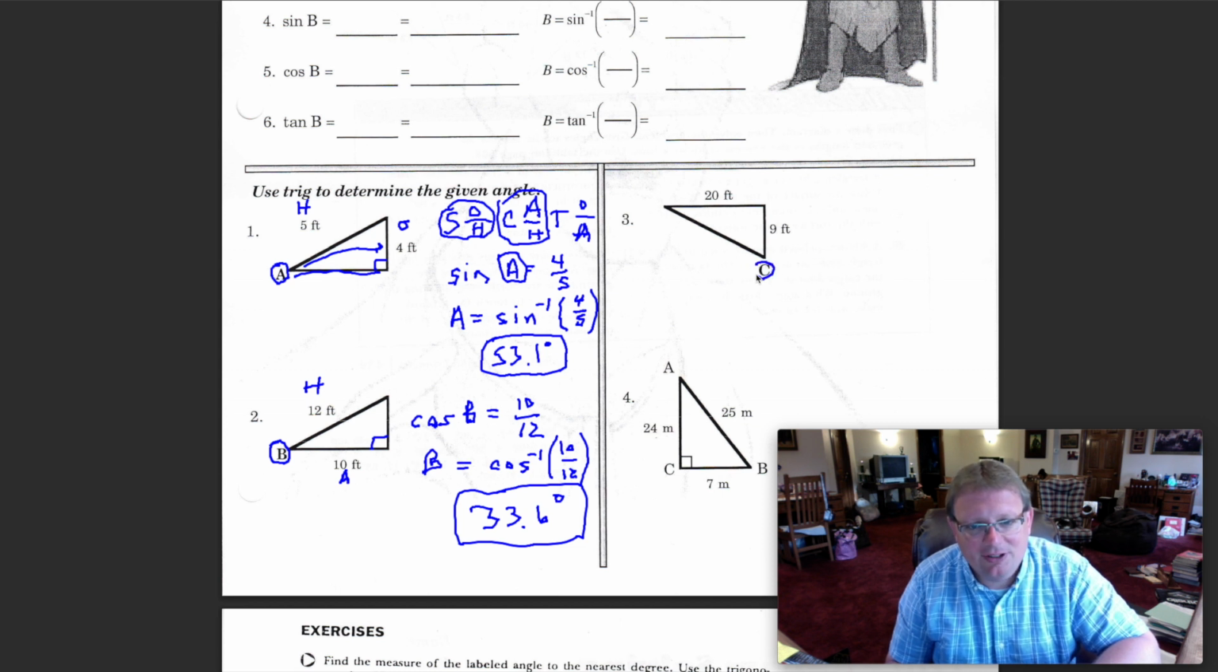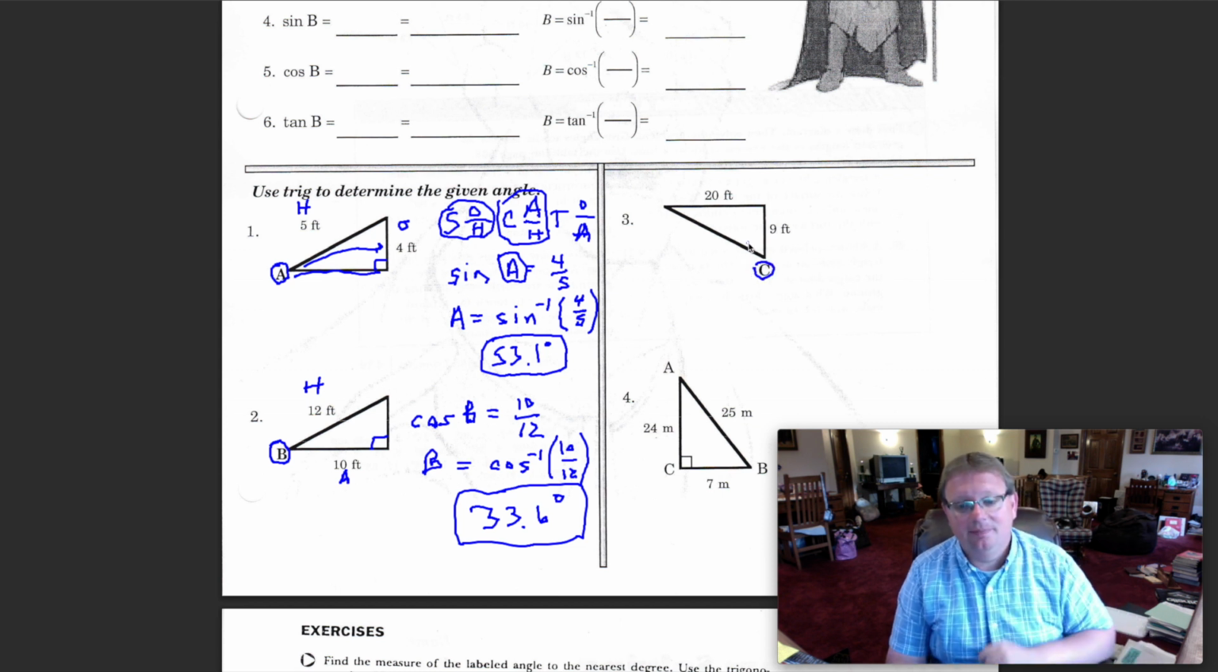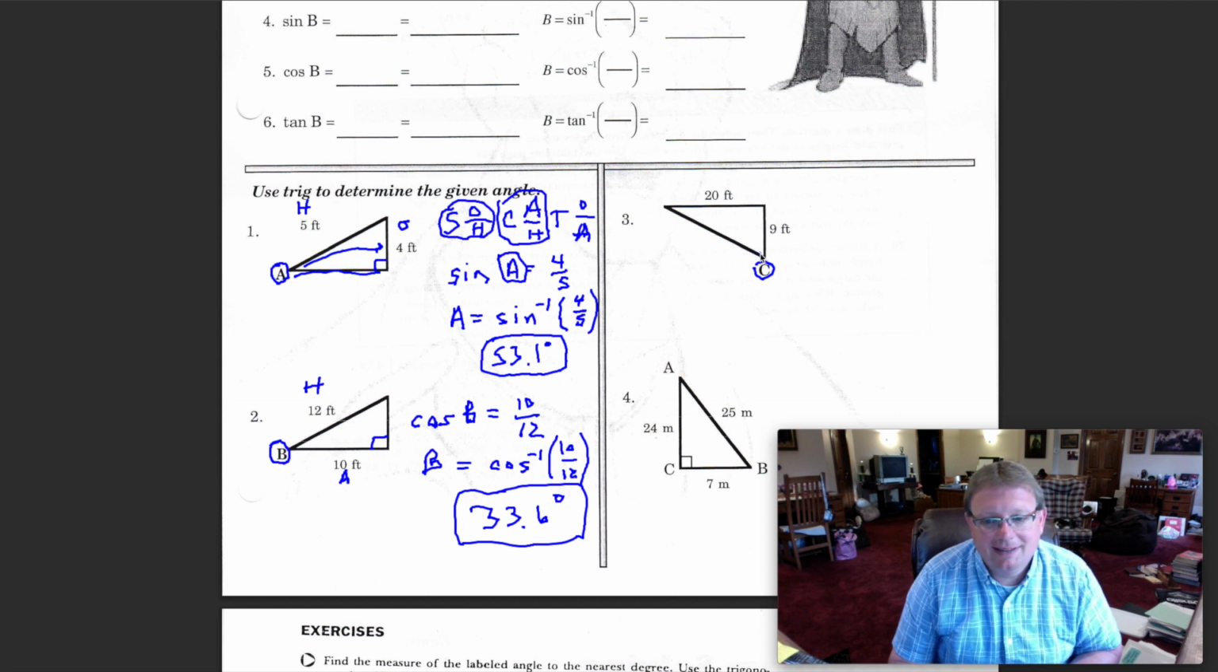Here we are at angle C. What would this be, Colin? Tangent. Why? Because you don't have an H. See, here's Mr. Hypotenuse, and he's not home. So here's my opposite leg, and here's my adjacent leg. And so we're going to do tangent of angle C.